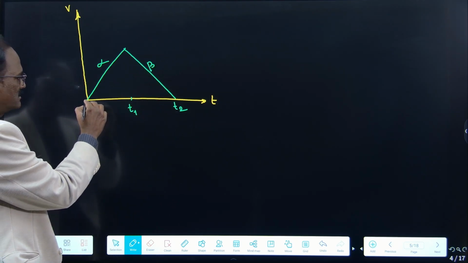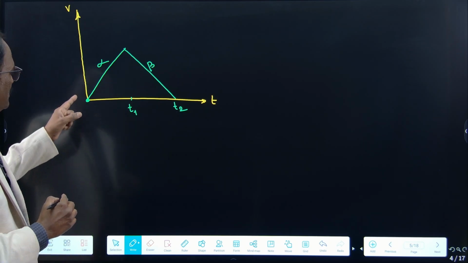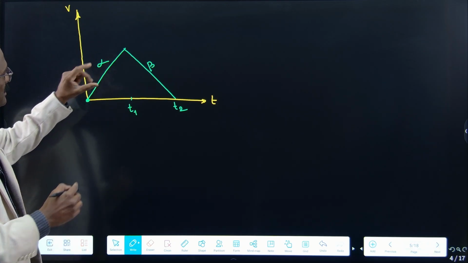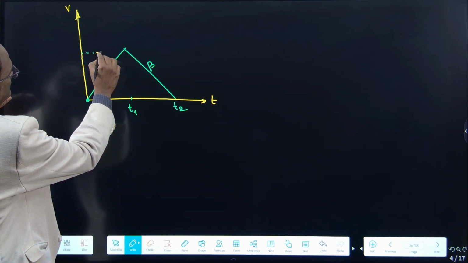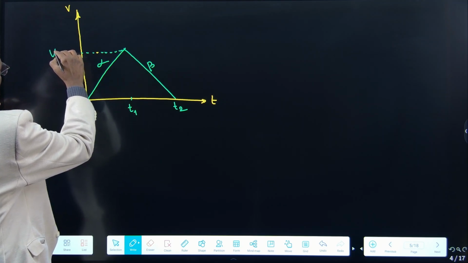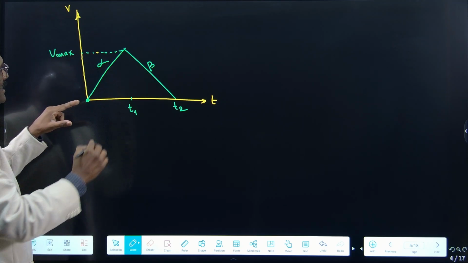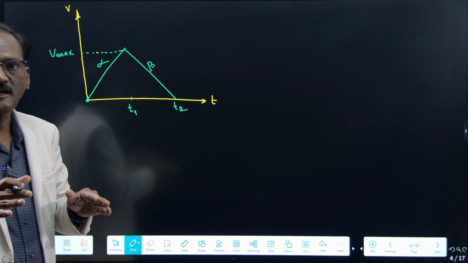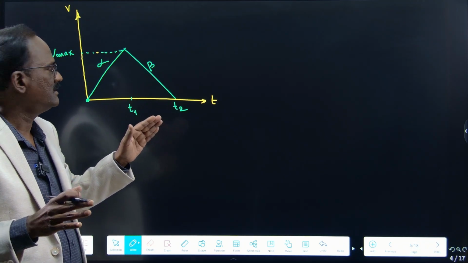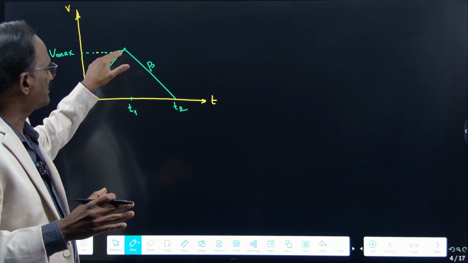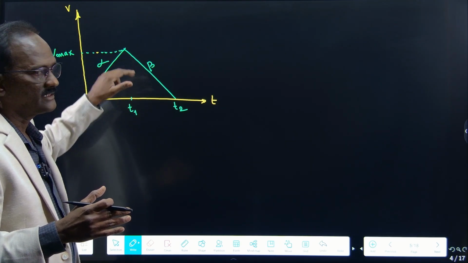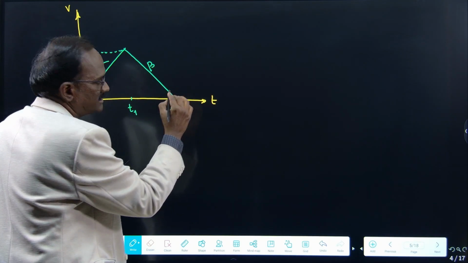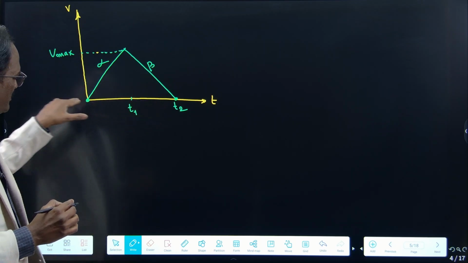The particle is at rest at this point, velocity is 0, then it starts to increase. The speed is continuously increasing. At this point, say, is the maximum speed. It attains maximum speed at t1 seconds. Then the driver applies the brake. Assume this is a car or vehicle. So after t1 seconds, the driver applies the brakes and it starts to decelerate. Then it again reaches 0 speed, 0 velocity.